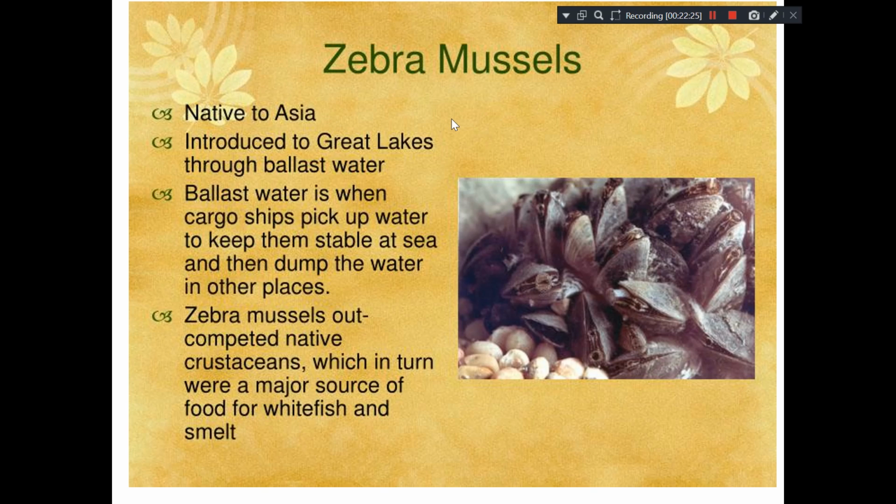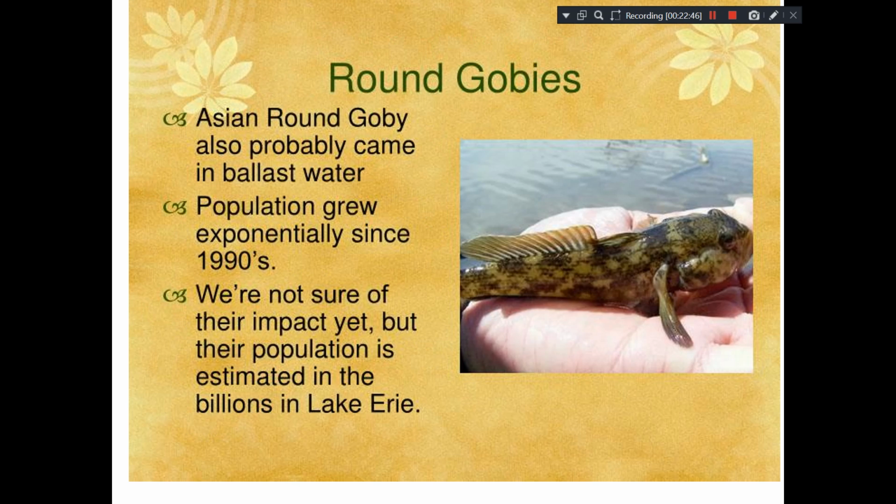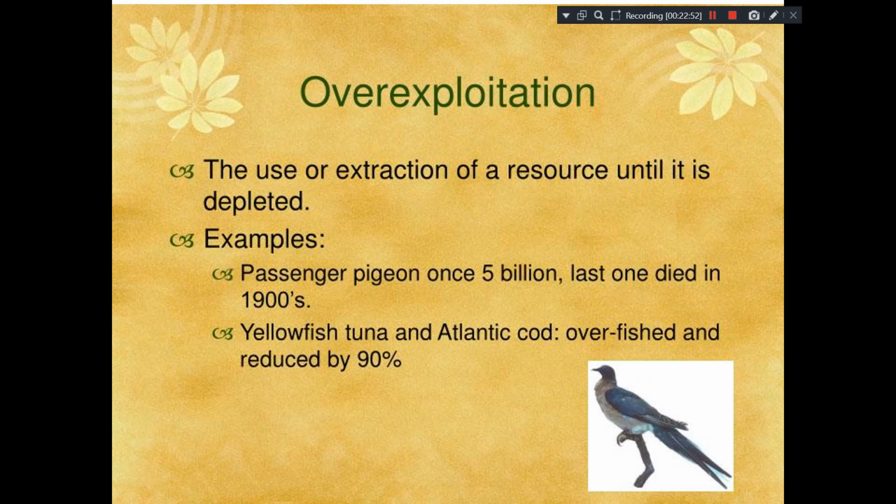Like the zebra mussel, ballast water: when cargo ships pick up water to keep themselves stable, and then dump the water. So now this zebra mussel outcompetes the native crustaceans, which were earlier a major source of food. Because of the zebra mussels, the food is not available. Round gobies, Asian round goby. This is another example.